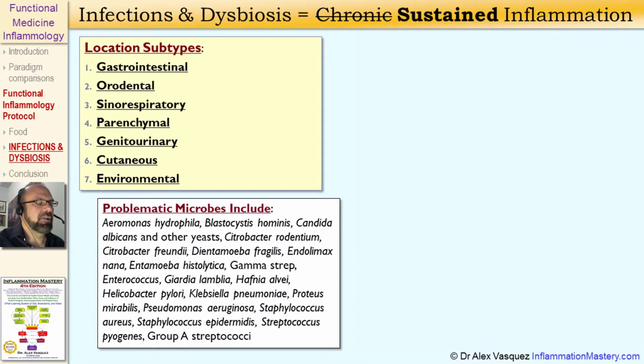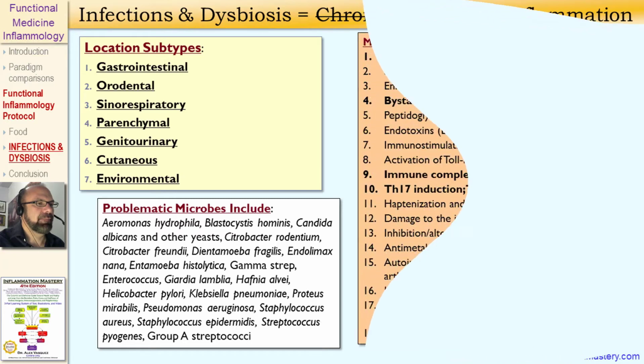Some of the microbes that we encounter commonly in clinical practice include Blastocystis hominis, Candida albicans, Citrobacter freundii, Endolimax nana, Entamoeba histolytica, Gamma strep, Giardia lamblia, Hafnia alvei, Helicobacter pylori, which is connected with triggering migraine headaches, vasculitis, and also Raynaud syndrome, Klebsiella pneumoniae, classically associated with ankylosing spondylitis, Proteus mirabilis with rheumatoid arthritis, Pseudomonas aeruginosa with multiple sclerosis, Staphylococcus aureus with psoriasis and eczema, and likewise Streptococcus pyogenes with psoriasis.